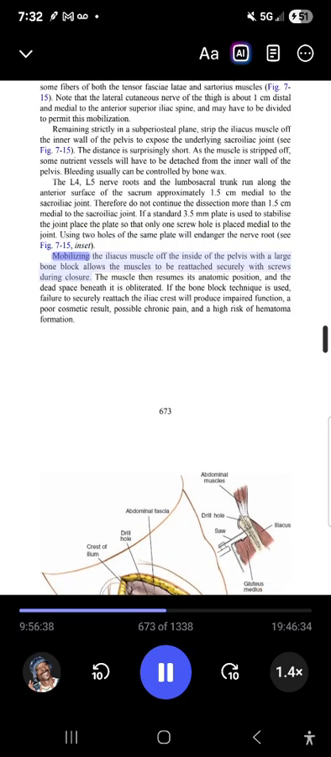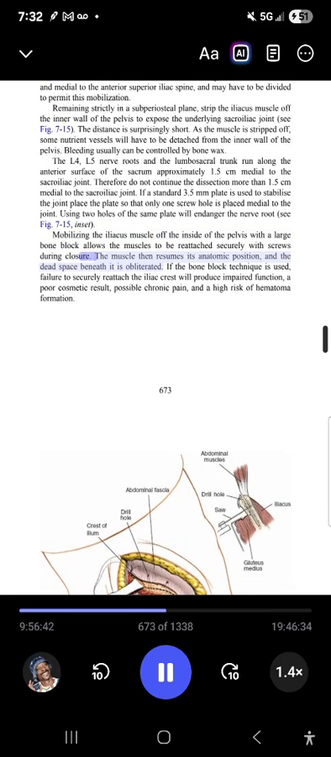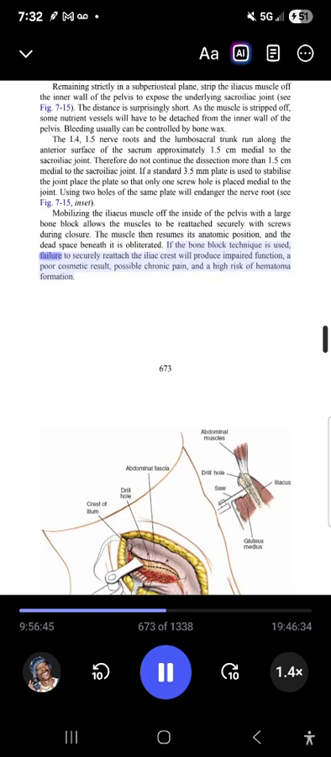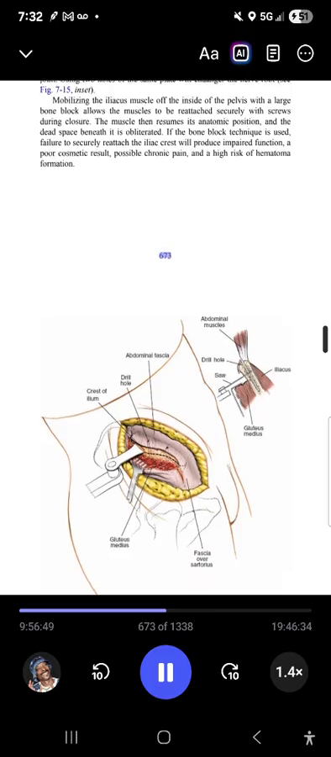Mobilizing the iliacus muscle off the inside of the pelvis with a large bone block allows the muscle to be reattached securely with screws during closure. The muscle then resumes its anatomic position, and the dead space beneath it is obliterated. If the bone block technique is used, failure to securely reattach the iliac crest will produce impaired function, a poor cosmetic result, possible chronic pain, and a high risk of hematoma formation.